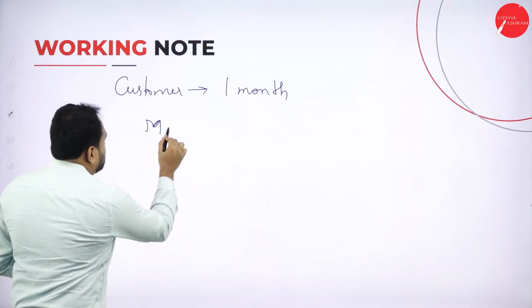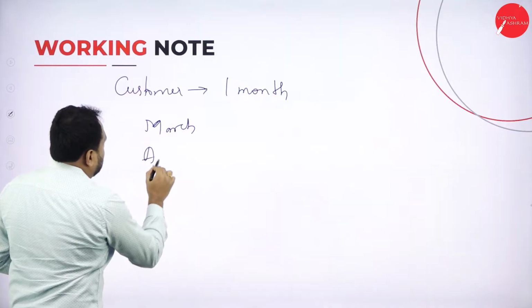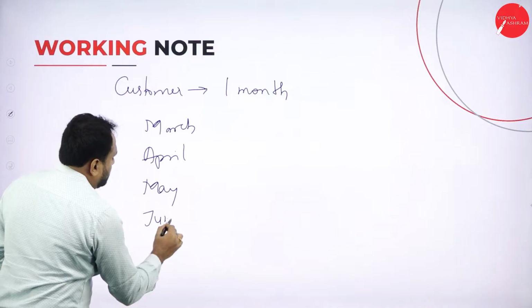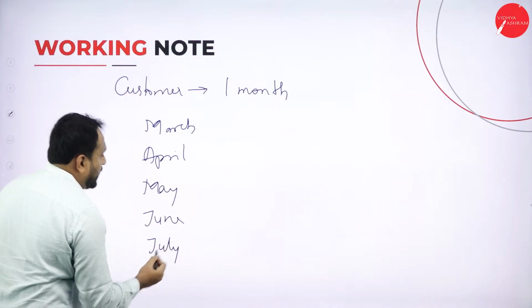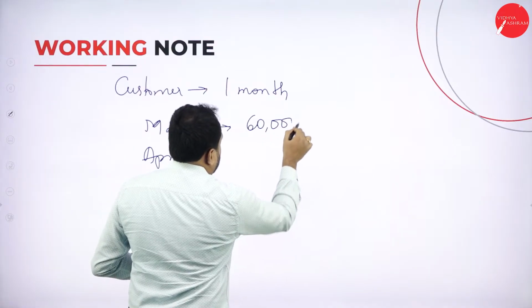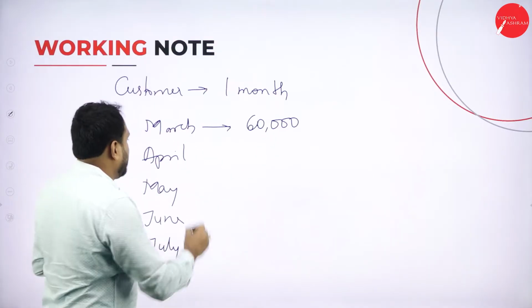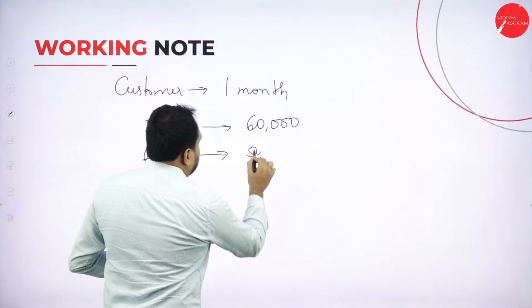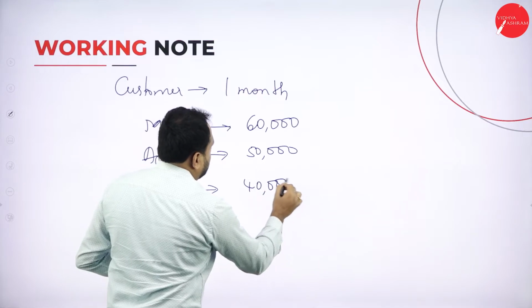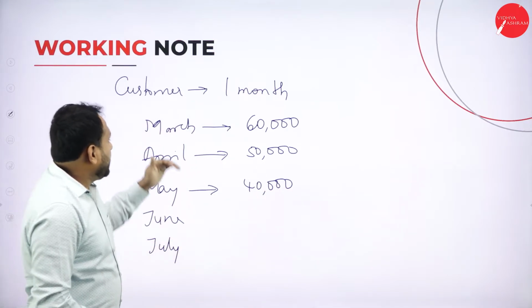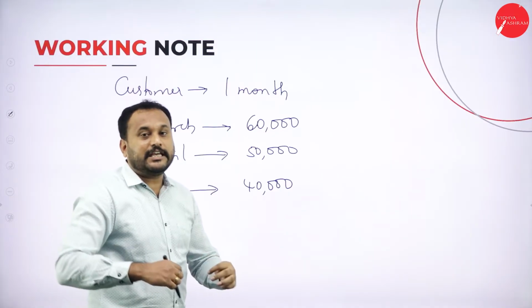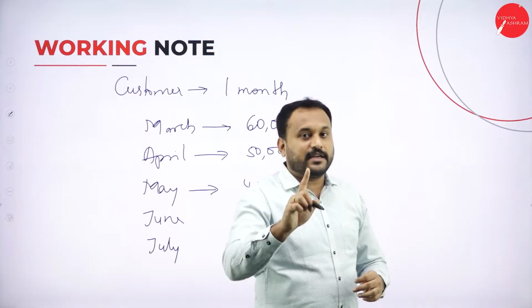So for example, let's go with the same thing right now. Now in the month of March, April, May, June, July. Okay. In the month of March, it is say 60,000. I'm just giving a random example here. Okay. April, it is 50,000. May, it is say 40,000. Okay. Now try to understand. In the month of March, they were supposed to pay me 60,000, but I have only given them what? 1 month period.